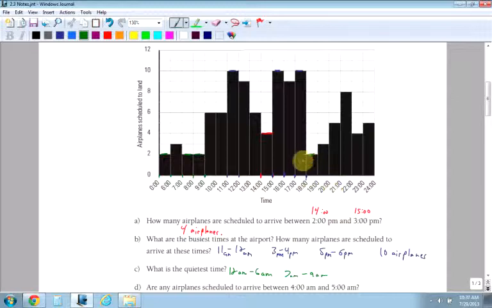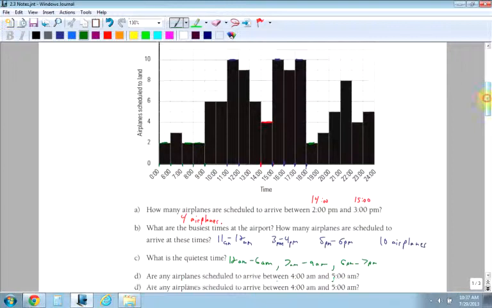And the last one is between, what is that? 18 is 6 p.m. to 7 p.m. So we have all these times. I would separate them by commas. The quietest times are there because only 2 airplanes arrive at each one of those times.